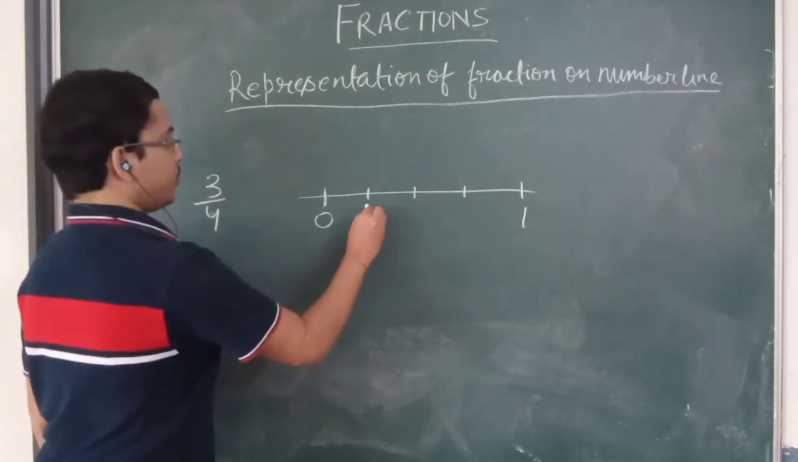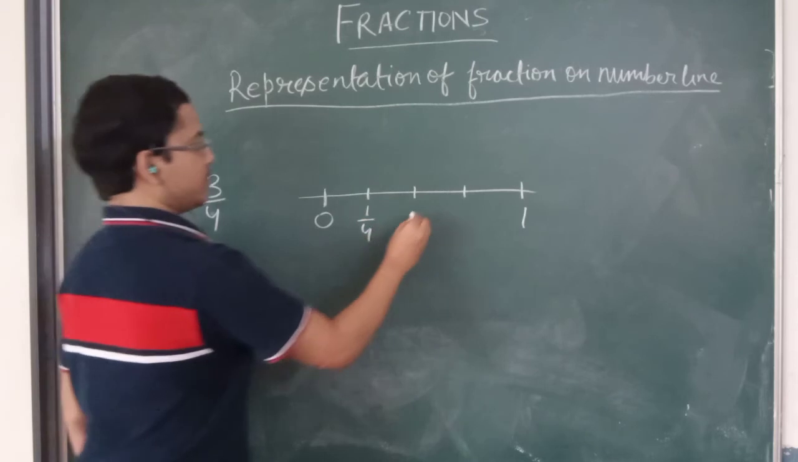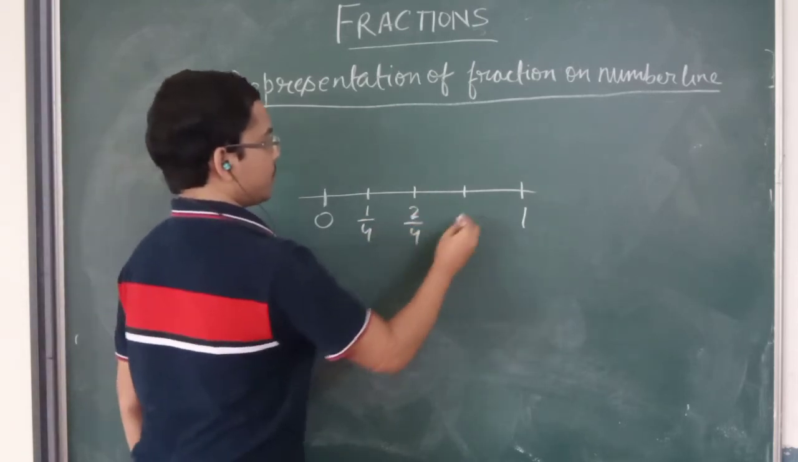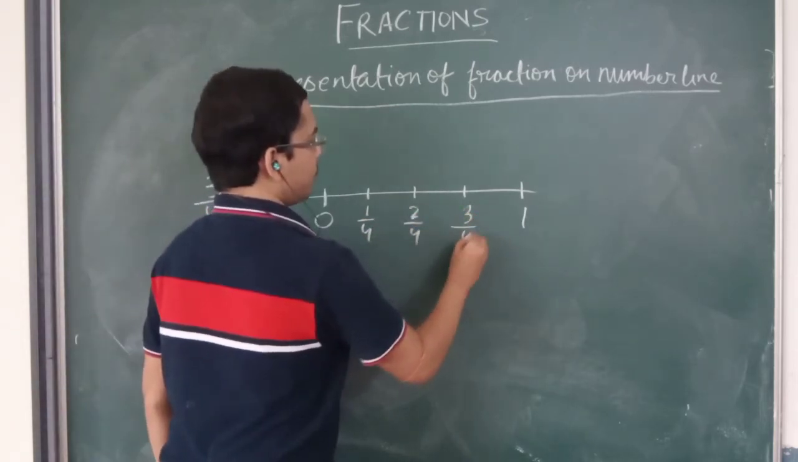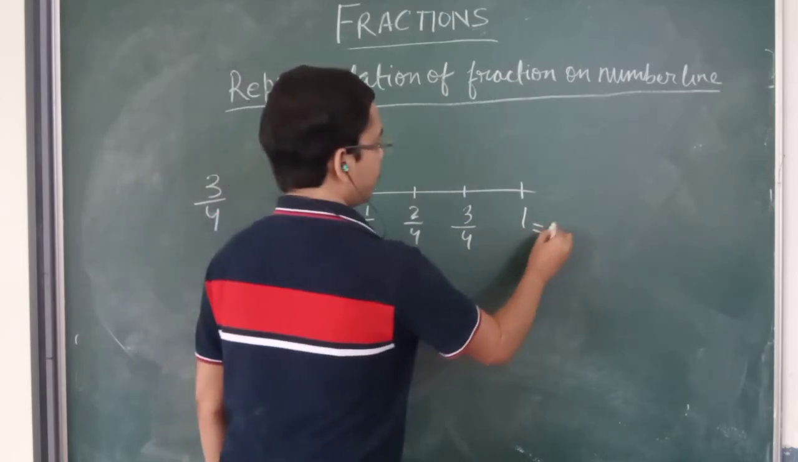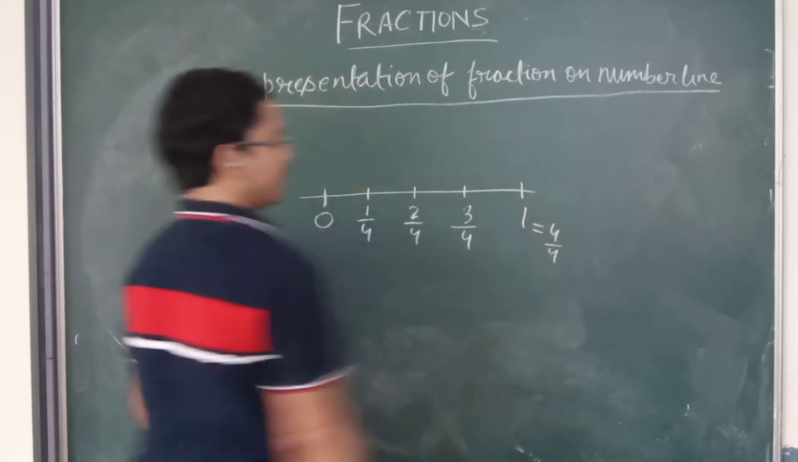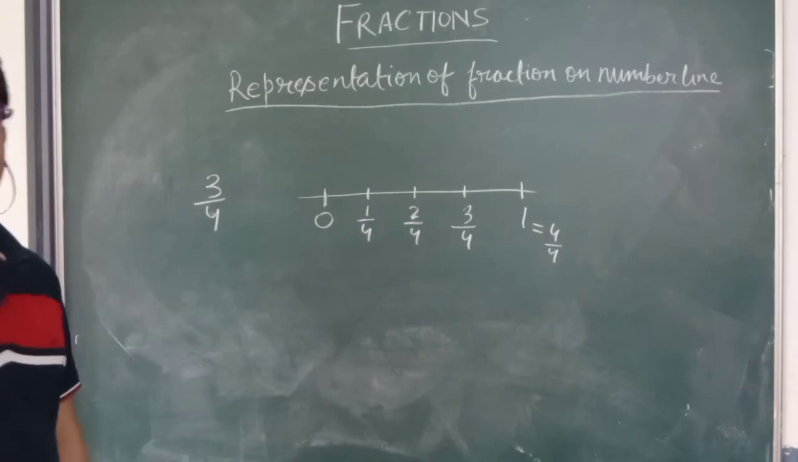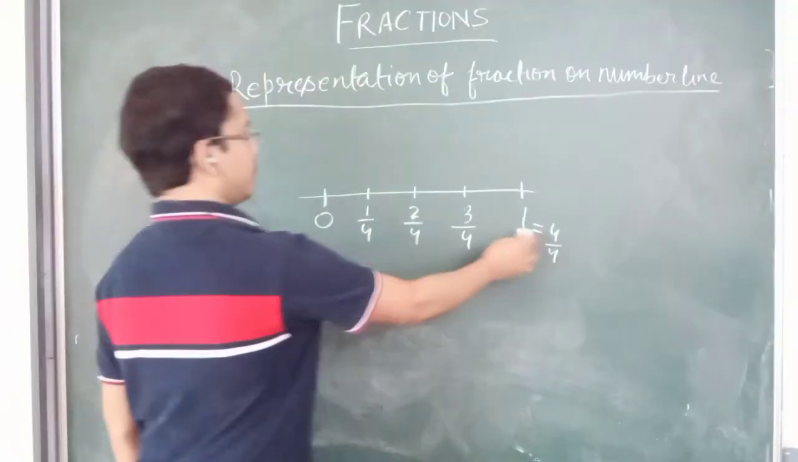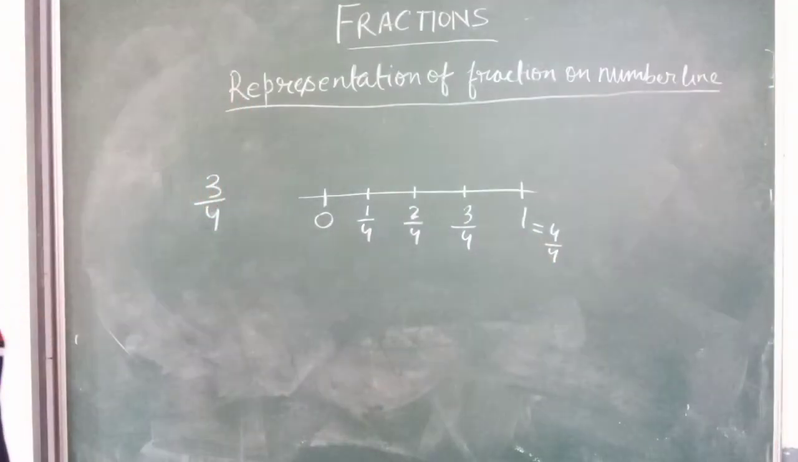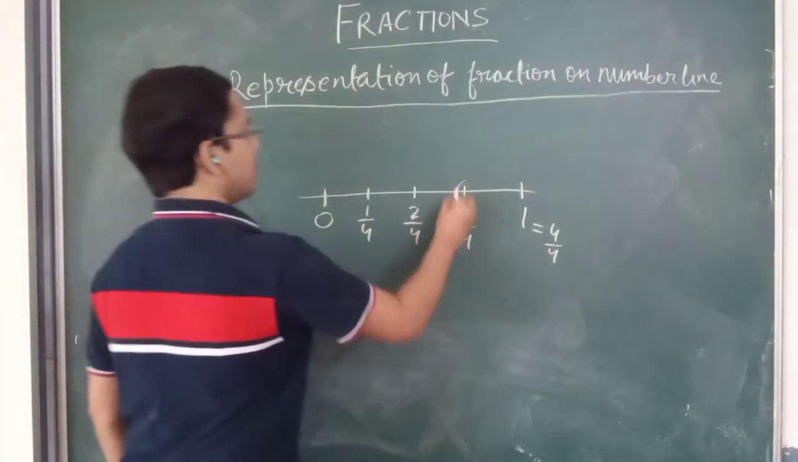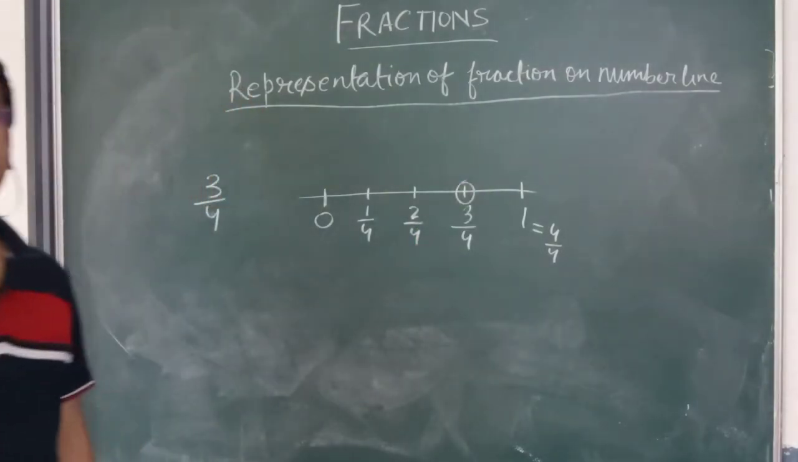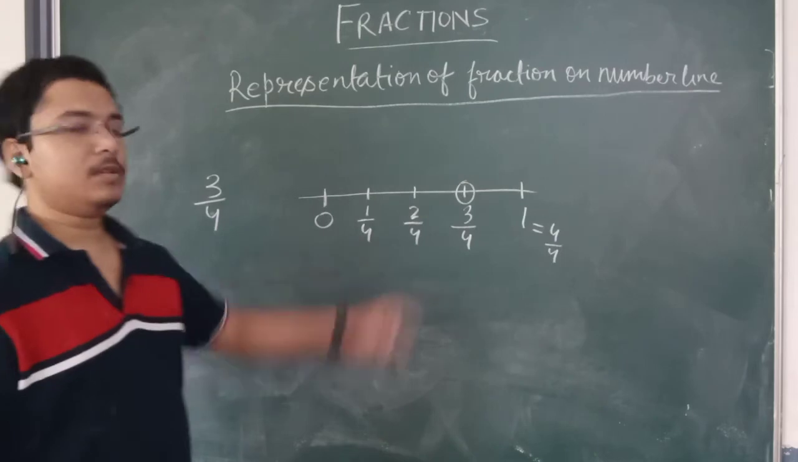So the first part will be represented by 1 by 4. The second part will be 2 by 4. The third part will be 3 by 4. And the fourth part will be 4 by 4, that is equal to 1. Whenever the numerator and denominator are the same, the value comes to 1. Now we can circle 3 by 4, and this gives the representation of 3 by 4 on the number line.